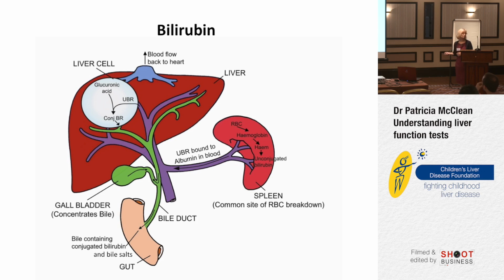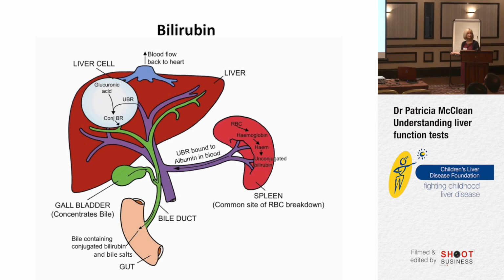So we all make bilirubin all the time. And it is actually a natural waste product of the breakdown of old red blood cells, which normally happens in the spleen. And the hemoglobin in red blood cells is broken down to produce bilirubin. And that type of bilirubin is what we call unconjugated bilirubin. It's not water soluble, so for it to get from the spleen to the liver, it joins on to albumin in the blood to get it there.